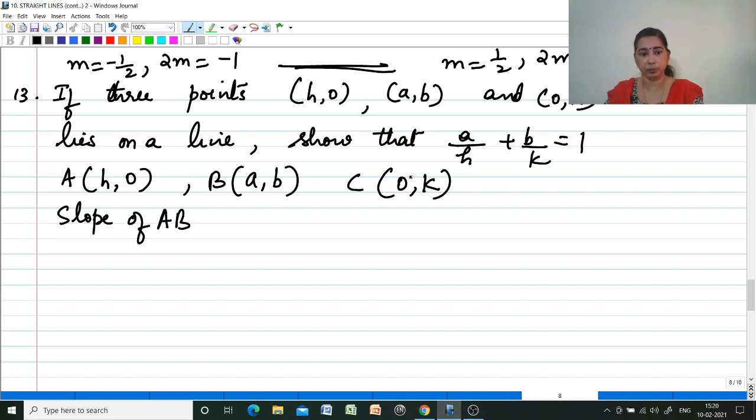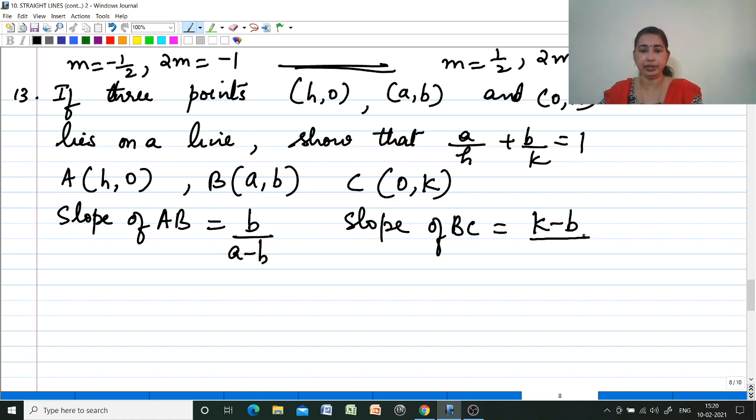Slope of AB is b minus 0, that is b, divided by a minus h. Same way, slope of BC is equal to k minus b divided by 0 minus a. Now these two slopes are the same because the points are on the same line. Hence we can write b by a minus h is equal to k minus b by minus a.